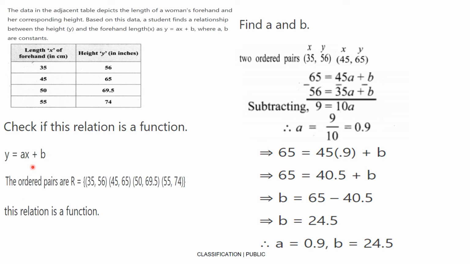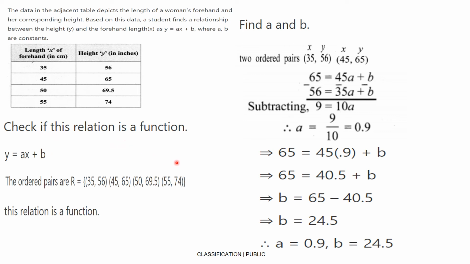Next question, here one table is given. It depicts the length of a woman's forearm and her corresponding height. So we have to find out a relationship between the height y and the forearm length x. So y equals ax plus b, that is the condition where a, b are constants. So if we take it, check if this relation is a function.